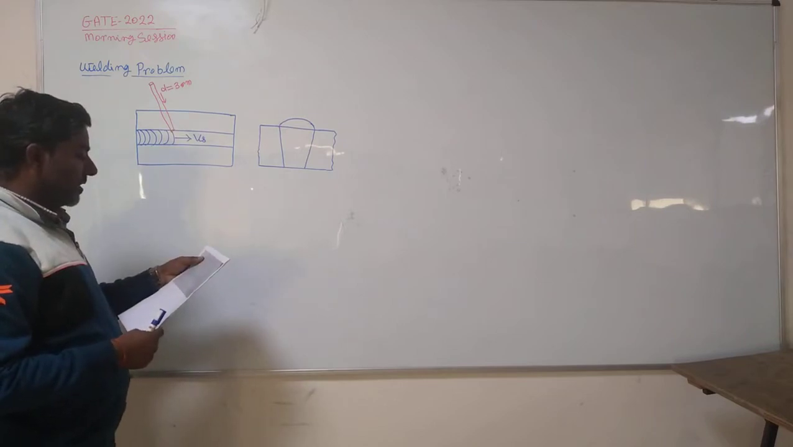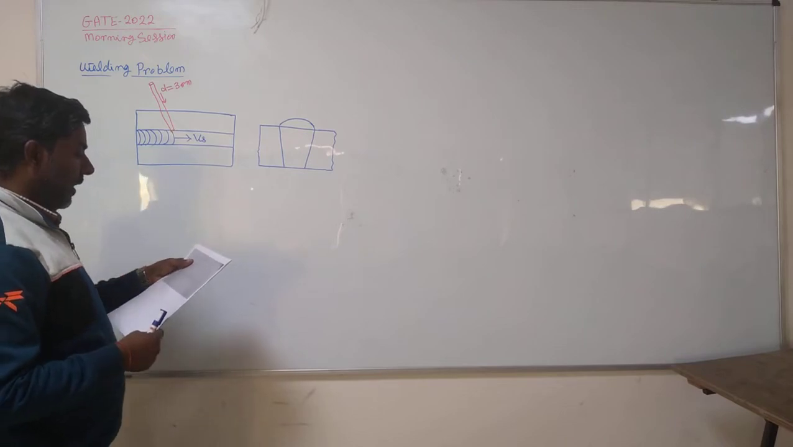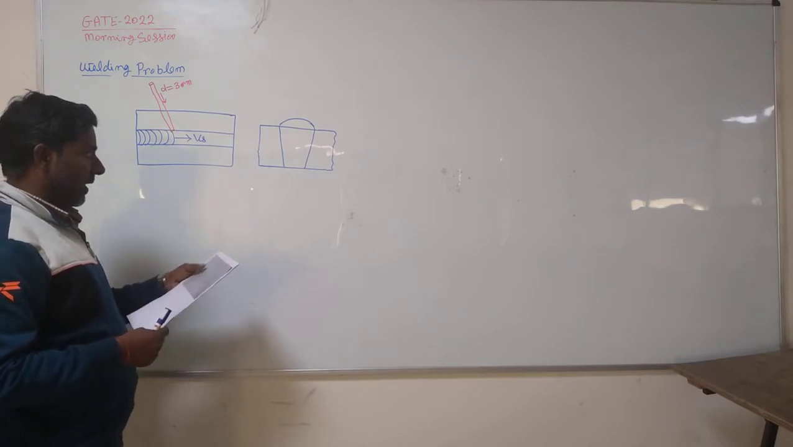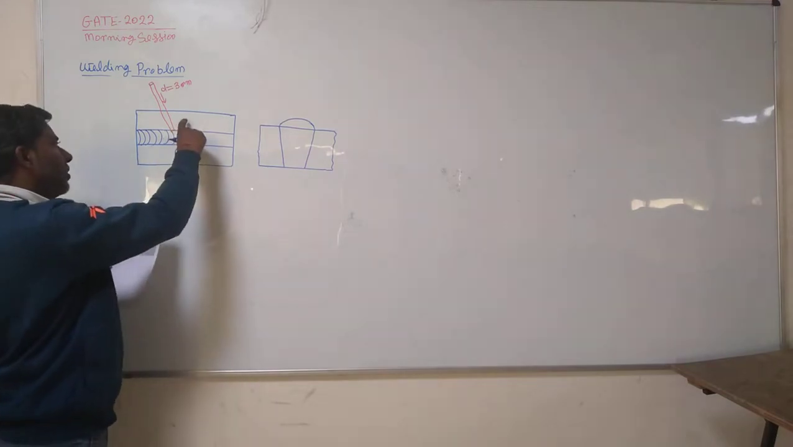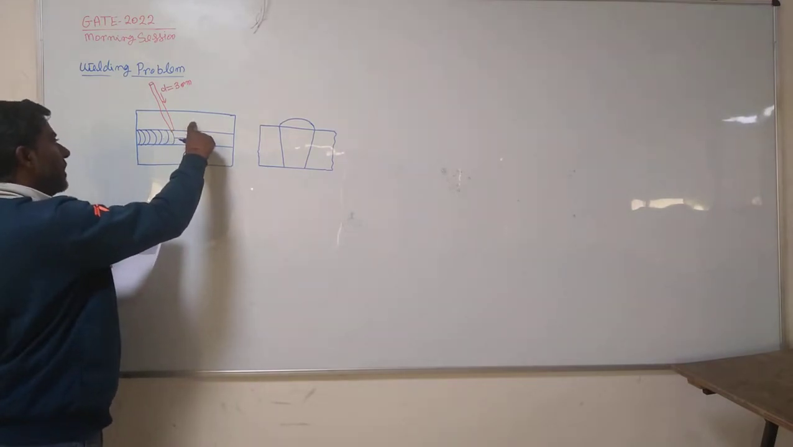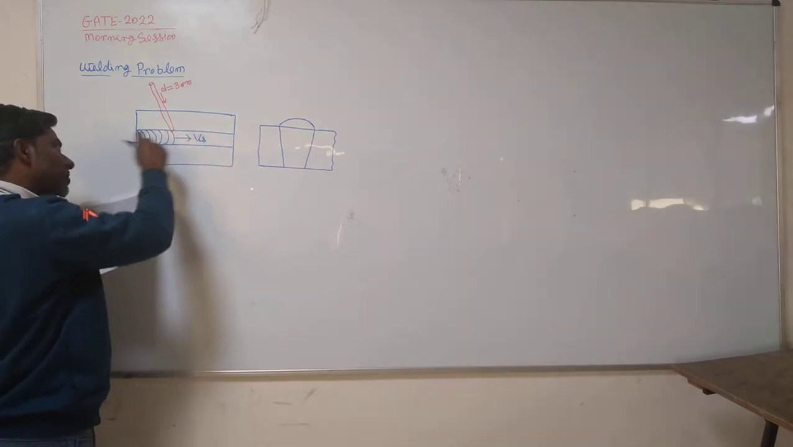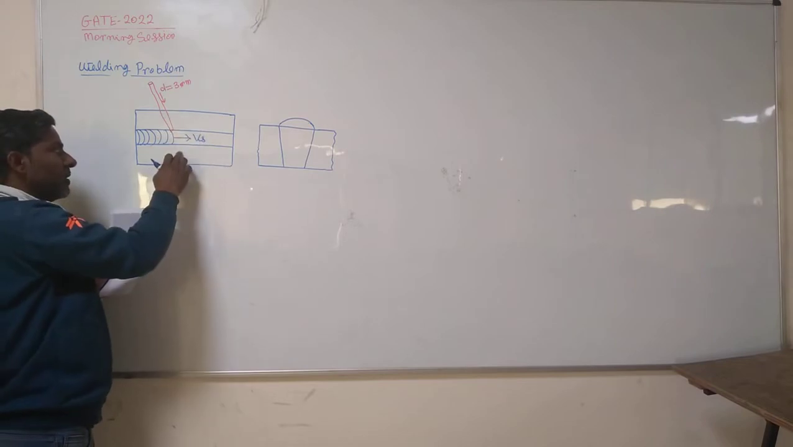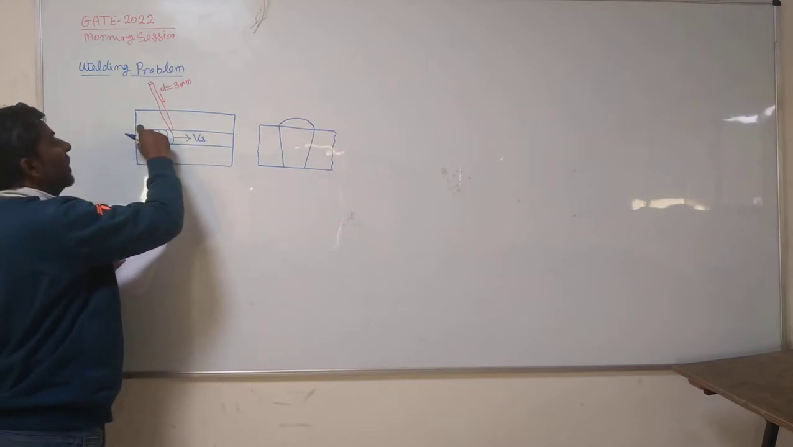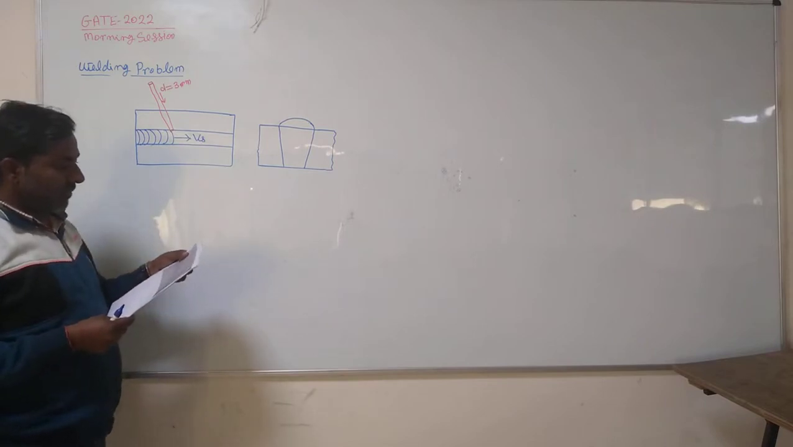2 mild steel plates of similar thickness in butt joint configuration are welded. So there are 2 mild steel plates and both the plates are similar and they are put end to end. Okay, so in butt joint configuration they are joined. One plate is this and another is this. In butt joint configuration they are joined. Okay, so let us see.